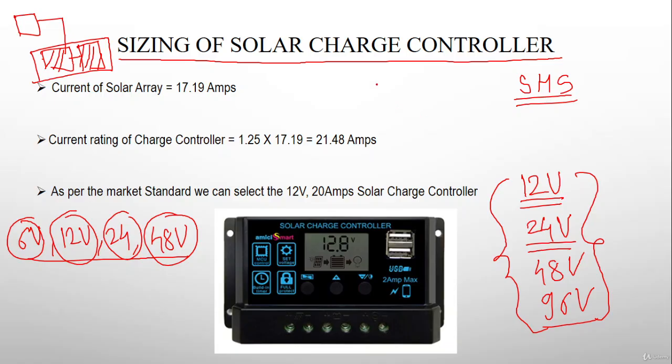So if we are selecting a 12 volt solar charge controller, it means that this controller has a voltage acceptability range from 1 volt up to 20 to 25 volt. But the rated standard voltage of this charge controller is 12 volt. Every solar charge controller will have a maximum limit, and how much voltage it can take from the solar panel depends upon the rated capacity of the charge controller.